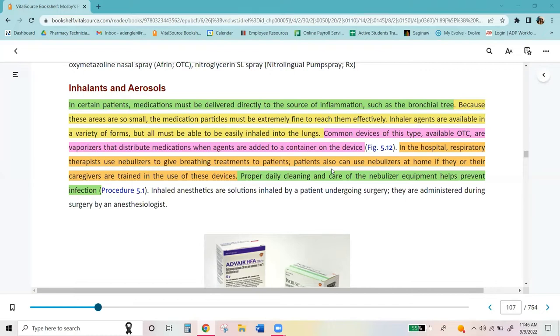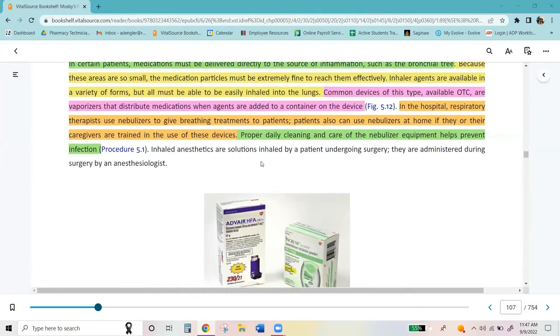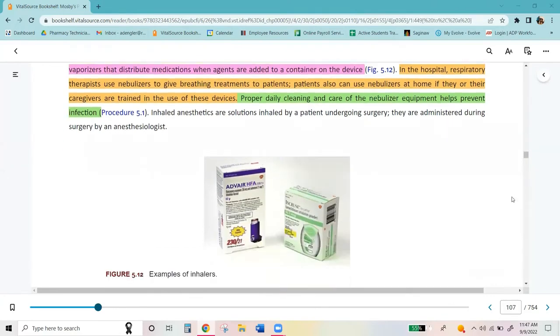They are vaporizers that distribute medications when agents are added to a container on the device. In the hospital, respiratory therapists use nebulizers to give breathing treatments to patients. Patients can also get nebulizers at home if they or their caregivers are trained in the use of them. That requires proper daily cleaning and care of the nebulizer equipment, which helps prevent infection.